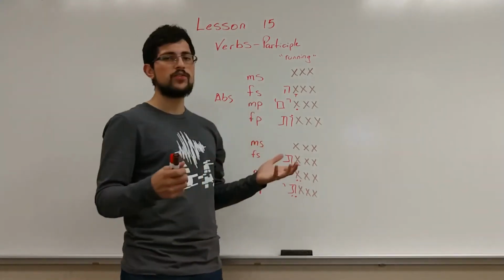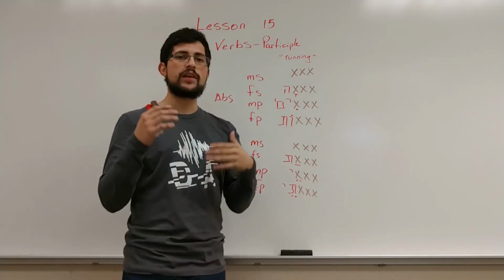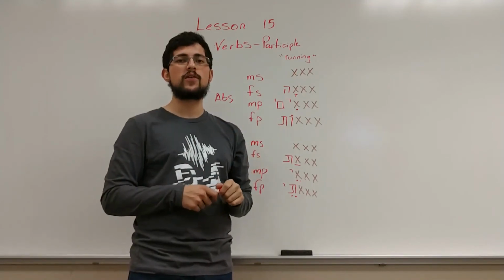Again, as a recapitulation, we have a verb that has noun endings. It's called a participle, and it functions as a verbal adjective.